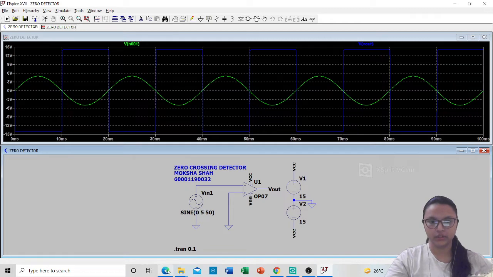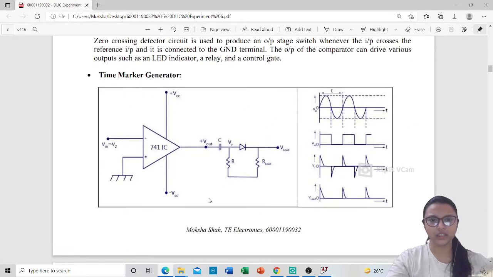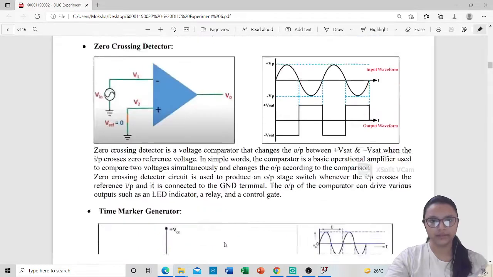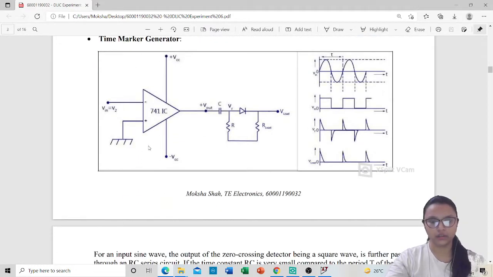Now I'll be showing you the time marker generator. The time marker generator is basically a comparator, inverting or non-inverting, where the output is connected to a capacitor and then a resistor. That is nothing but a differentiator, and a differentiator converts a square wave to positive and negative spikes, as you can see in this graph.